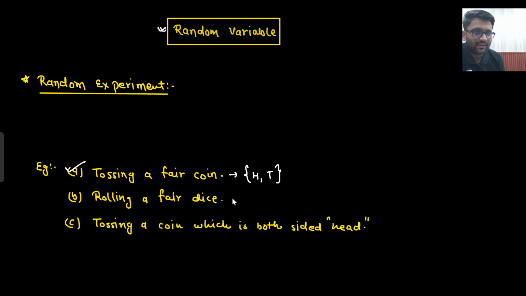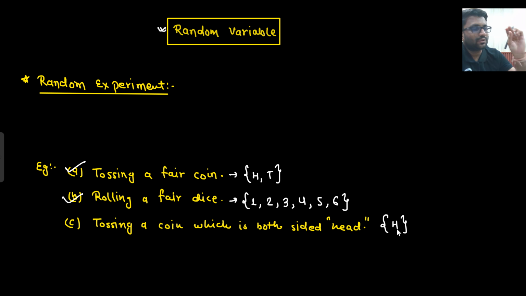When you roll a dice, 1 can come, or 2, 3, 4, 5, or 6 can come. But you don't know which of these numbers will come. So this is also a random experiment. But if you toss a coin which is both sided head, that means you surely know that only head will come. That means it is not a random experiment.